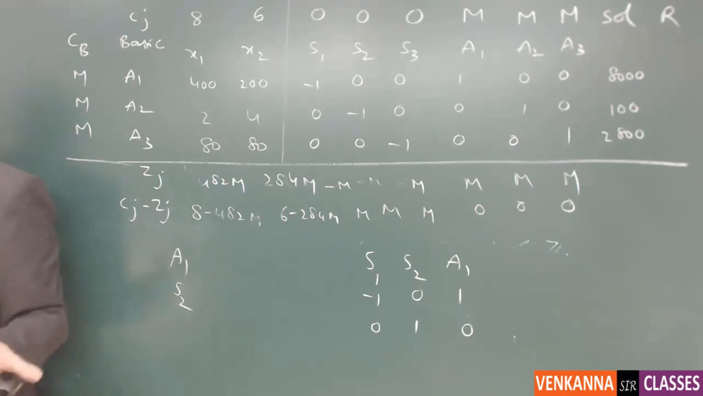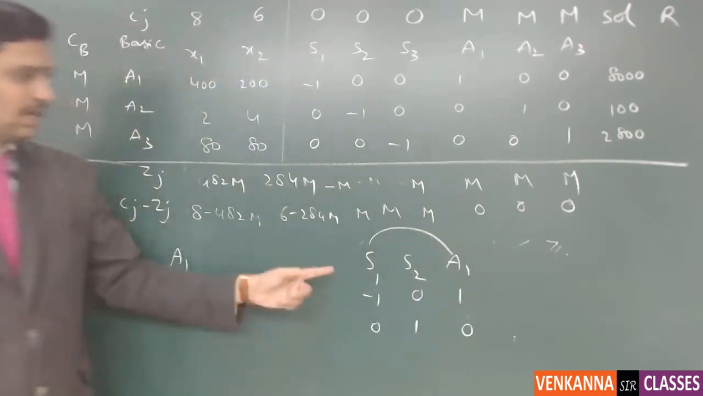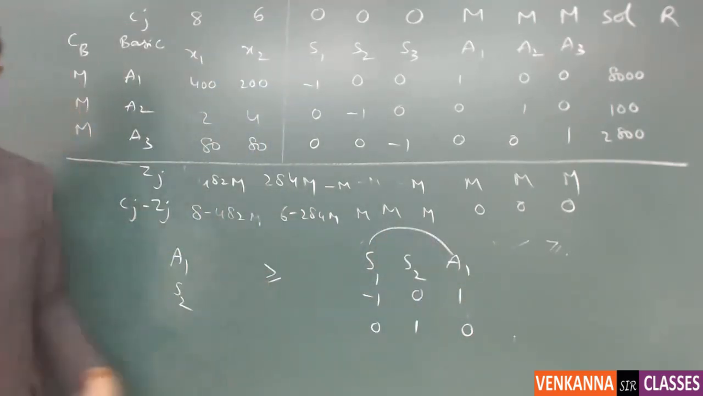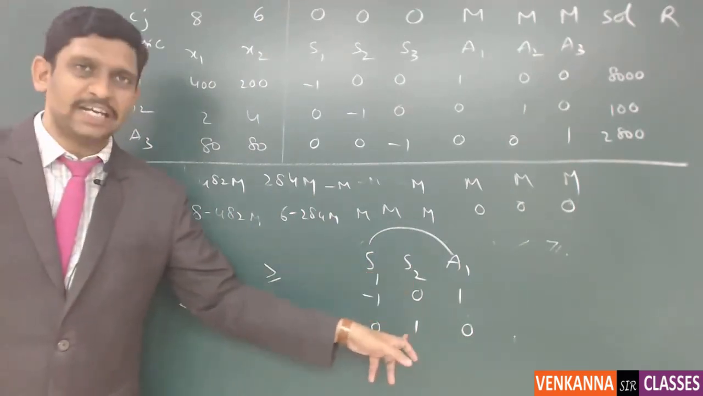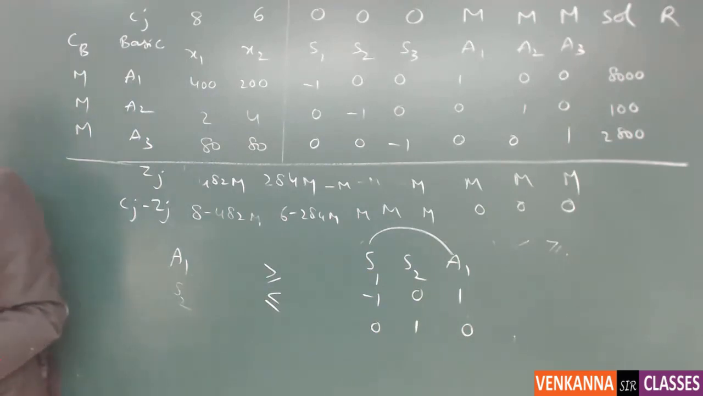Yes, one less than and one greater than is what I have taken. So from these two we can say that S1 and A1 are taken for one single inequality which is of greater than or equal to. Here S2 is taken from the second inequality, so it is of less than or equal to. I have only two inequalities.